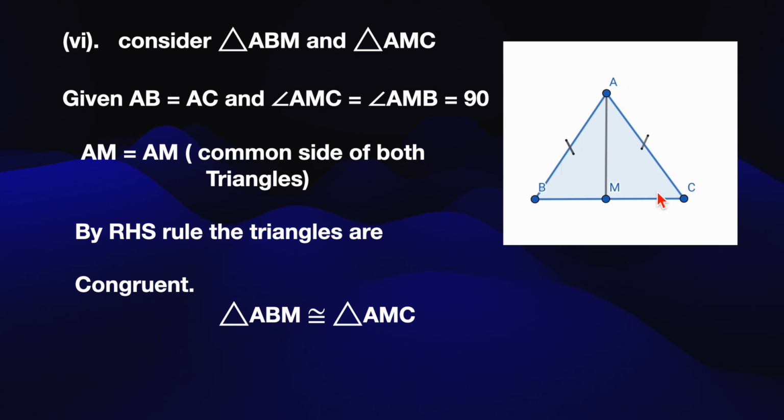Okay, so here is another example. Here they have given that AB is equal to AC. This angle is 90 degrees. And this is a common side. AM is common to both these triangles. So this is a right angle triangle, and the hypotenuse is equal and they have one side in common for both. So by RHS rule, the triangles are congruent. See, this is the sign for congruency. This is how we write congruent: triangle ABM is congruent to triangle AMC.